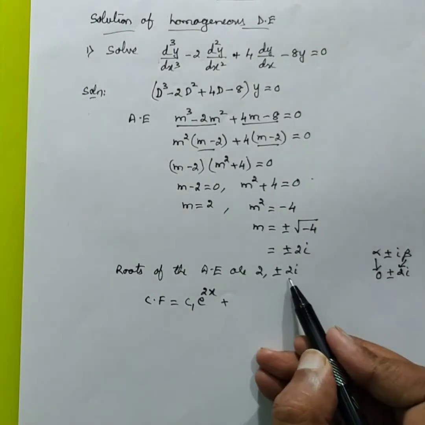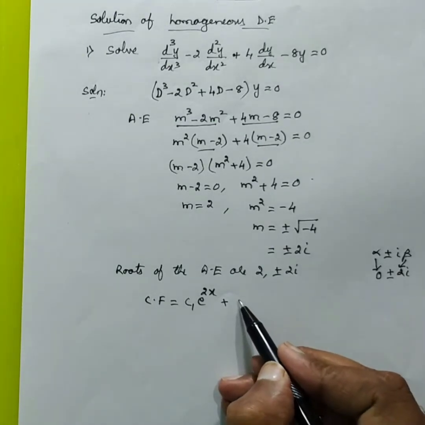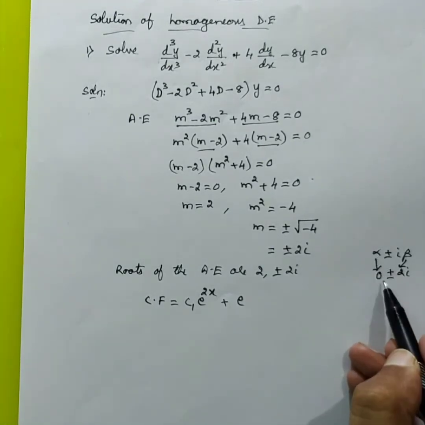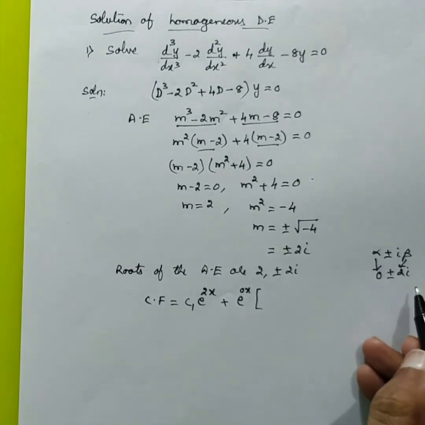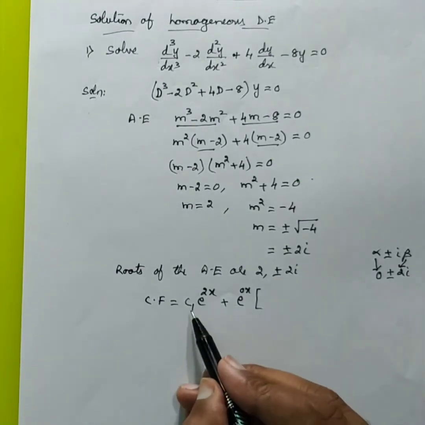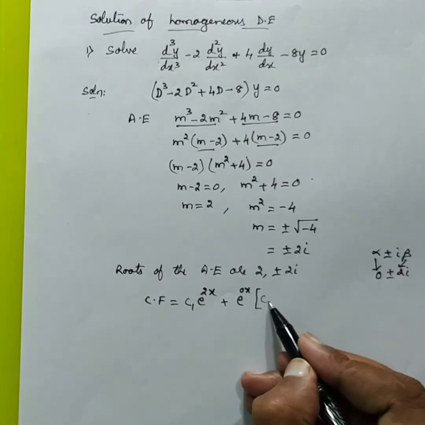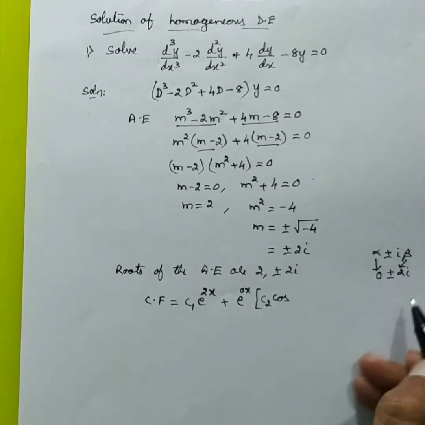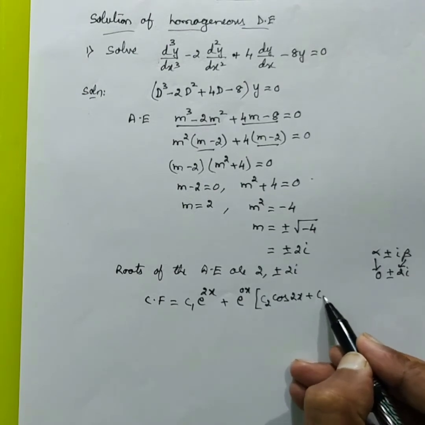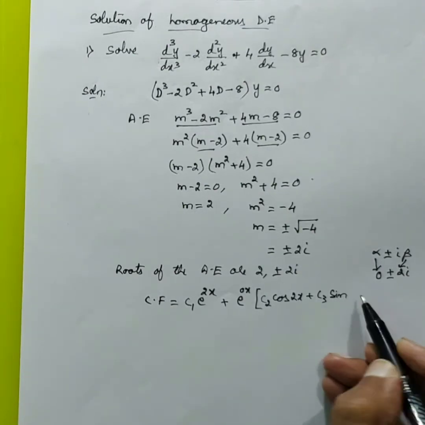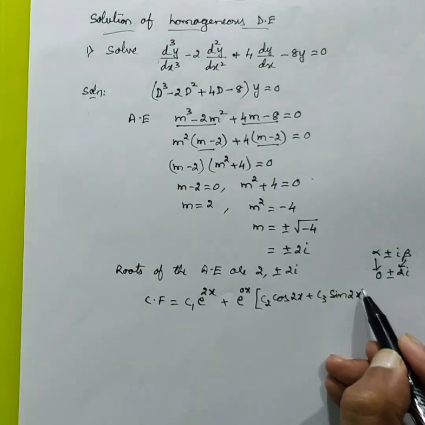So for the complex root you have e power of alpha x. Alpha x means 0 times of x into, it is c1 cos beta. c1 is already used, therefore I will be using c2 cos of beta x. Beta value is 2, so 2 times of x plus c3 sin of beta x, sin of 2x.